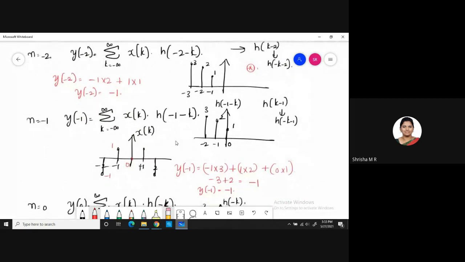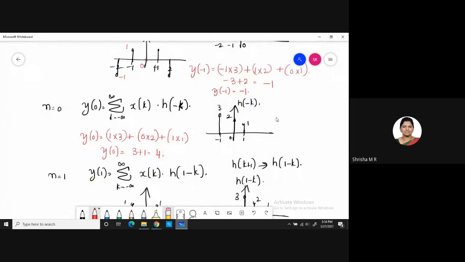So similarly we did for n is equal to -1. So y of -1 will be summation k is equal to -infinity to infinity x of k into h of -1 minus k. So one step right you shift. It will be starting from 0. From -2 to 0 it will exist. So you check the overlapping space between x of k and h of -1 minus k. Where it is overlapping, you can see -2, -1 and 0. This also -2, -1 and 0. So at -2, -1 into 3 plus at -1 you have 1 into 2 plus at 0 you have 0 into 1. So you will get y of -1 as -1.